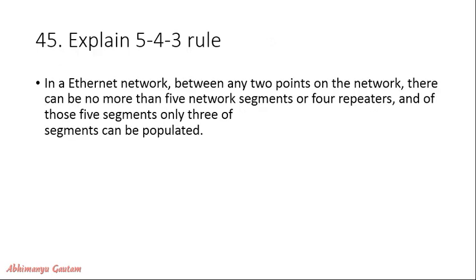Explain the 5-4-3 rule. In a network, between any 2 points on the network, there can be no more than 5 network segments or 4 repeaters, and of those 5 segments only 3 segments can be populated.